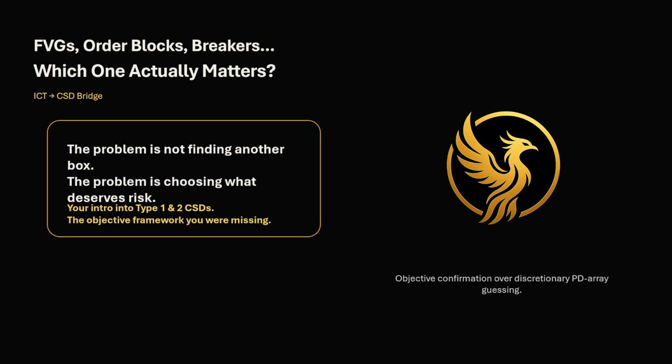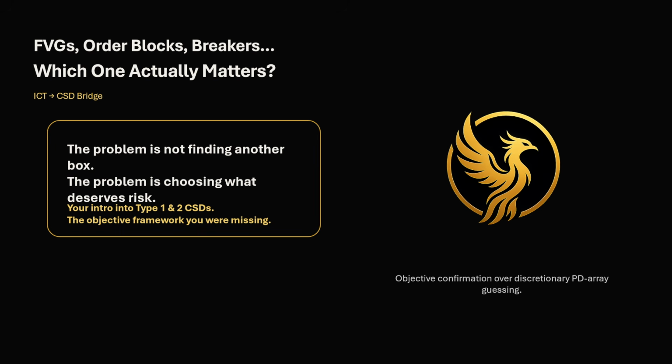If you're an ICT trader, you probably don't have a problem finding PD arrays. You have a problem deciding which one actually deserves your attention. A fair value gap, an order block, breaker, an inversion fair value gap, a rejection block can all look like valid entries on the same chart. But before the move happens, how do you objectively know which one will hold? That's the problem I needed to solve.